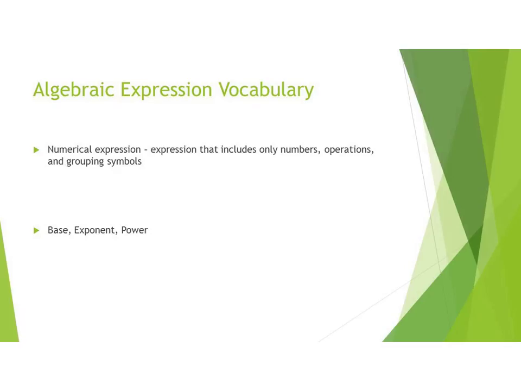Lots of vocabulary today, and we're going to start with numerical expression. If you recall, an expression is something that does not have an equal sign. And so a numerical expression is just going to be an expression that only has numbers, operations, and grouping symbols. So something like 2 times 3 plus 6. That's going to be a numerical expression. Really what you're looking at is there are no variables.